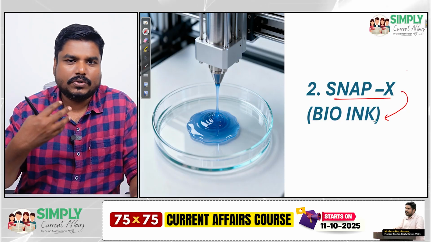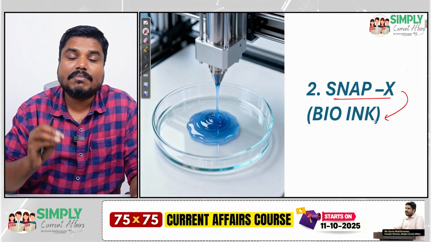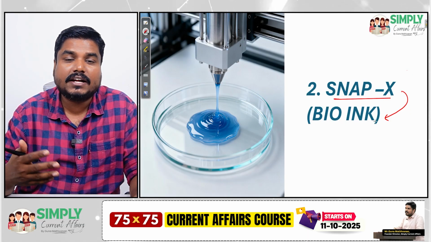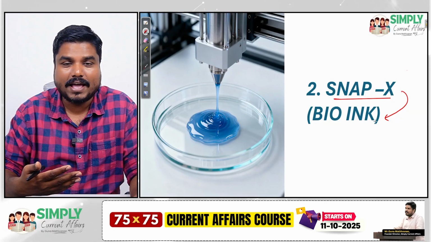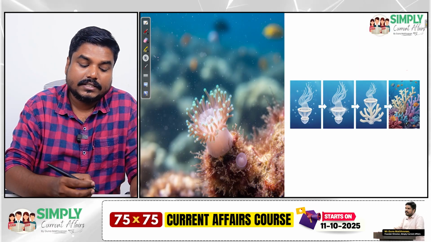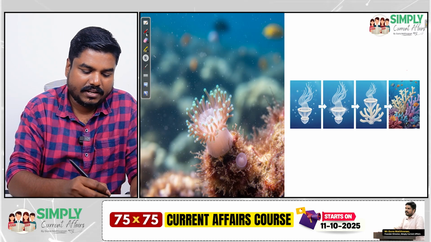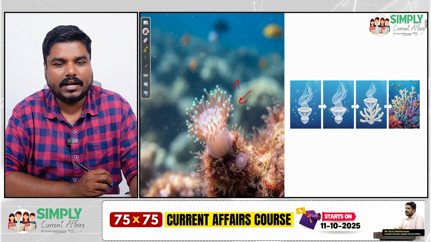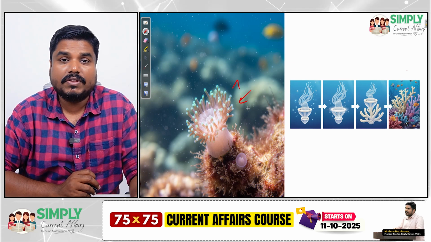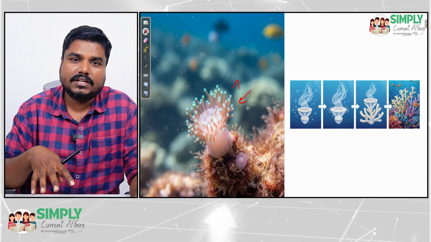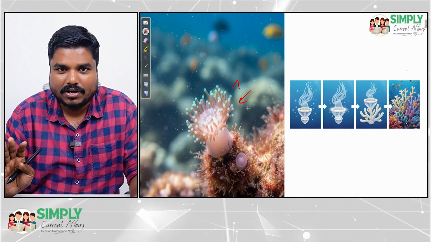Corals are animals. These are marine invertebrates. They do not have a backbone. A single coral animal, we refer to it as a polyp. A single coral animal is a polyp, but these polyps live in a group. They form colonies. In the group, you will have millions of polyps.